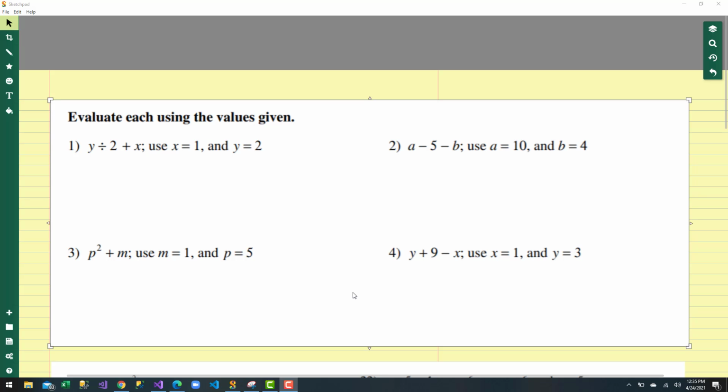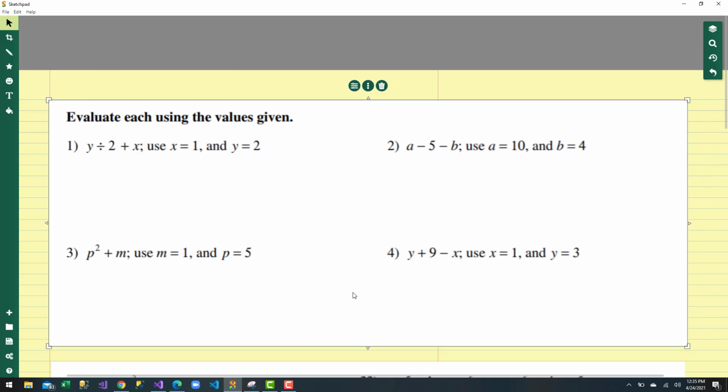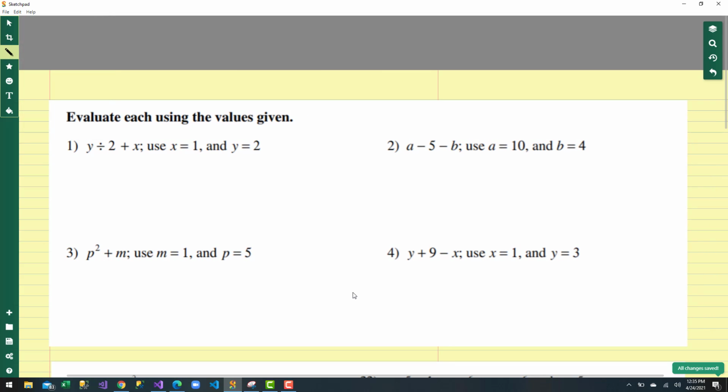Let's get started. Problem number one, we have y divided by 2 plus x. Let me switch over to my pencil. Y divided by 2 plus x. Use x equals 1, y equals 2. So the idea is, wherever you see x, replace it with 1. Wherever you see y, replace it with 2. All right, so y I'm going to replace with 2.